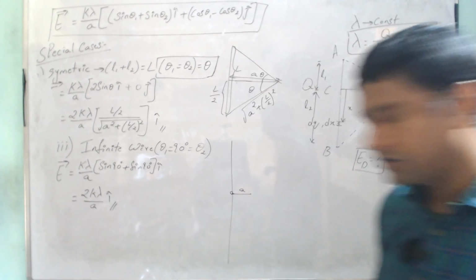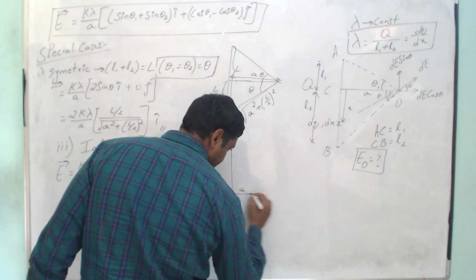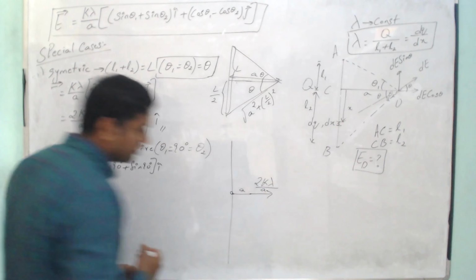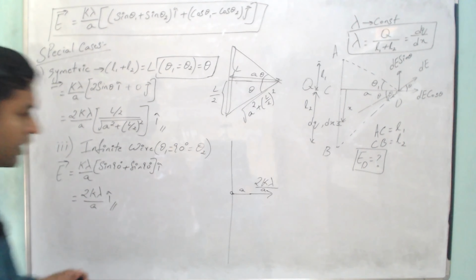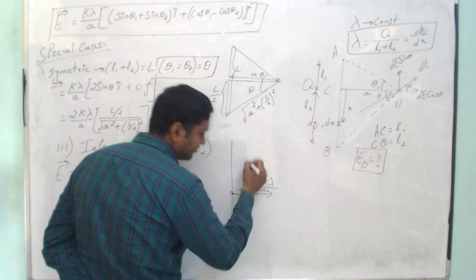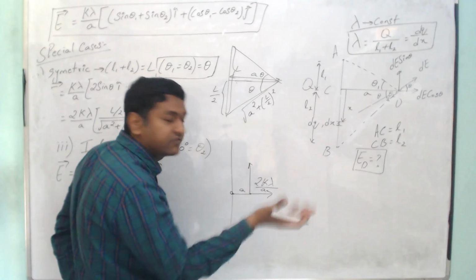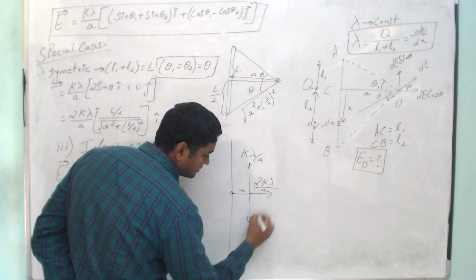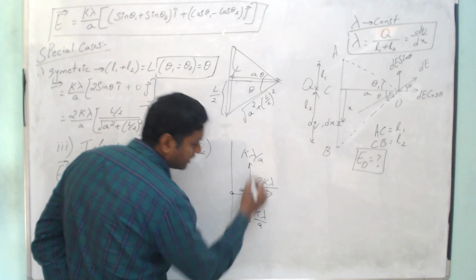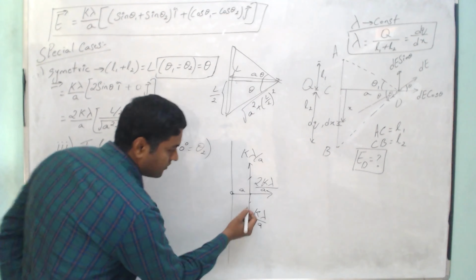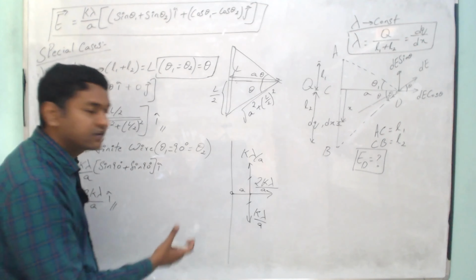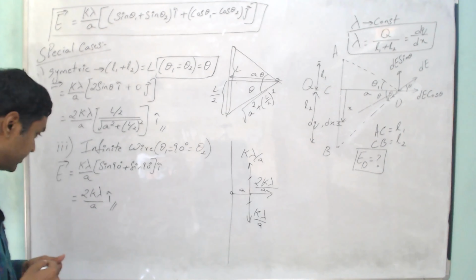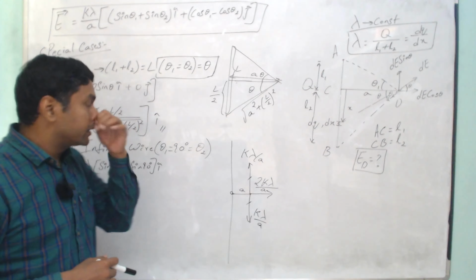When I draw the figure, here I will have 2k lambda by A in that direction. And if we understand it from the semi-infinite perspective, this k lambda by A and this k lambda by A will cancel each other. Two semi-infinite wires, the k lambda by A will cancel, and in the horizontal direction we get 2k lambda by A.